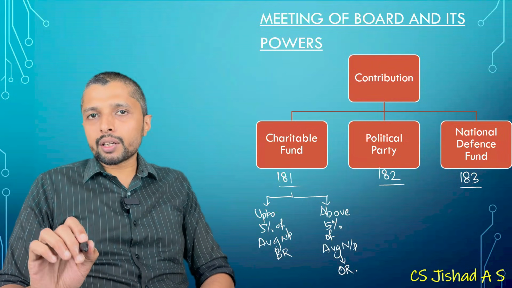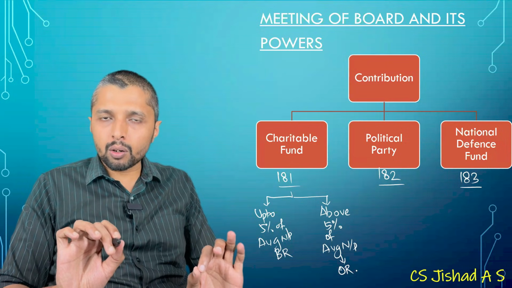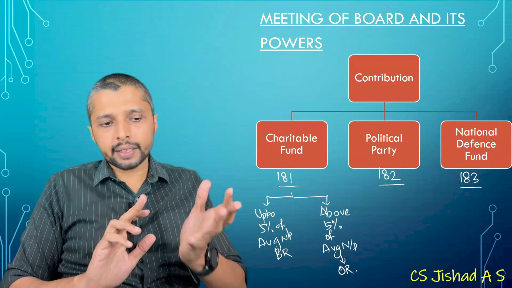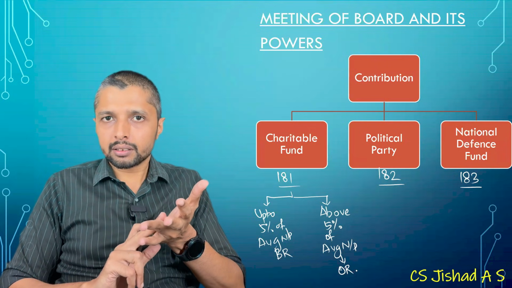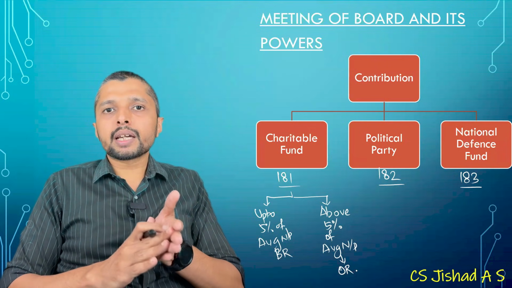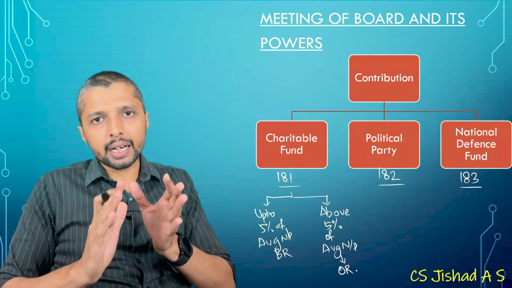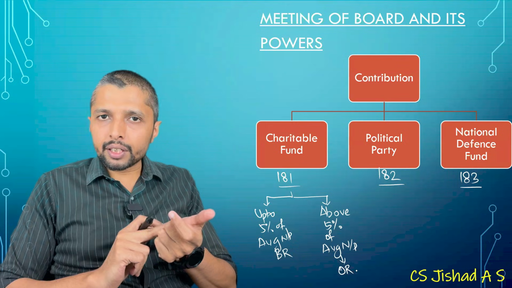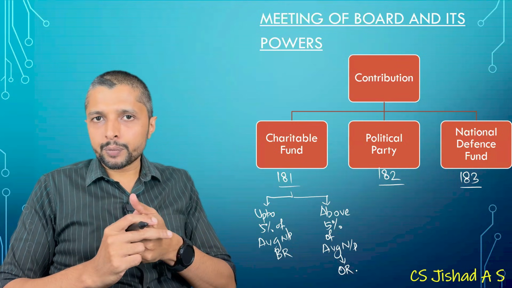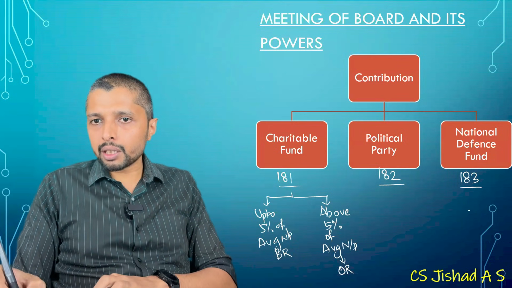182 political party contribution. Political party contribution can be made by any company except a government company and a company that has been in existence for less than 3 years. All other companies can make political contribution, but it has to be by account payee cheque, account payee draft, any other instrument or ECS method. There is no limit for making political party contribution.